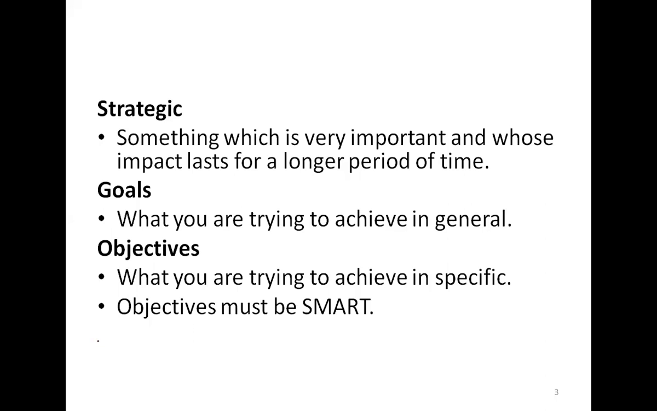Then another thing which is the basics of strategic management is goals. Goals are what you are trying to achieve in general. It can be better defined if I differentiate goals from objectives. What are objectives? What you are trying to achieve in specific. So this is the difference between the two. While achieving your goal, you divide your whole goal into small chunks, small parts, and then you start achieving your goal by achieving objectives. Like you divide your whole goal into 4 or 5 objectives, which are very specific, and each and every objective contributes towards the achievement of the goal.